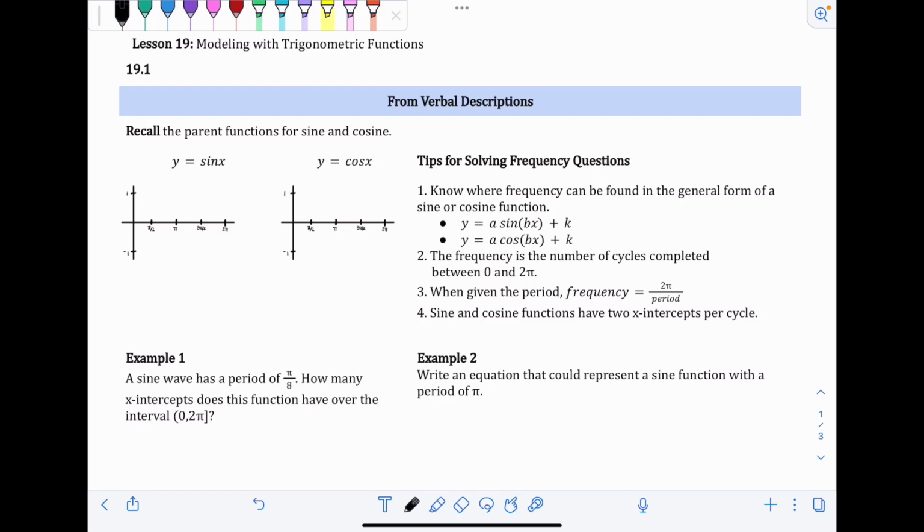Lesson 19 is modeling the trig functions, and in 19.1 we're going to be translating verbal descriptions of trig functions into actual functions themselves. So before we get into the examples, I want to review what the parent functions look like for sine and cosine, and then we have a few tips to help with this section.